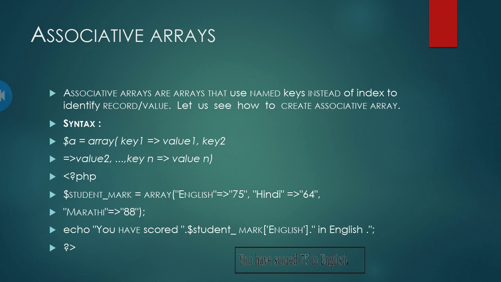So after executing the code, look at the third line of the code. Echo, you have scored. For example, you want to print the message, you have scored, student mark English. So you want to print the marks of English only with this message. So it will print the value of the English. So the value of the English is 75.